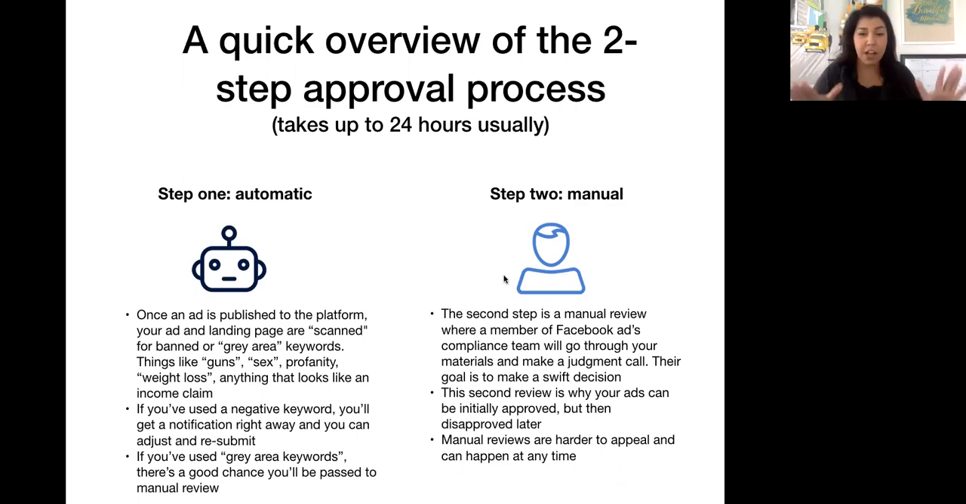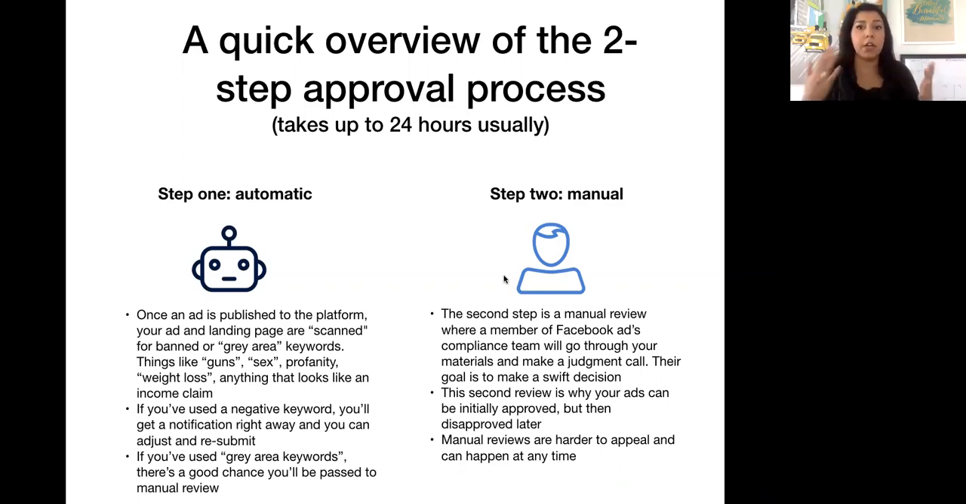Now, this sounds like a lot of steps, but it usually takes about 24 hours max for this process to happen, sometimes faster. If you're an account that's been running for a while and you have great history on that account, the review process can be like 20 minutes to an hour or less, right?